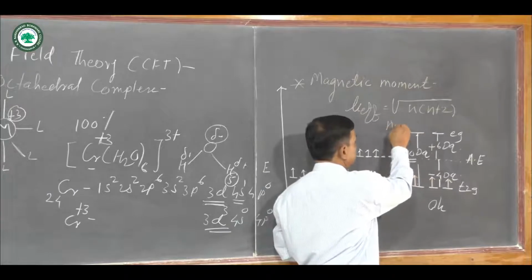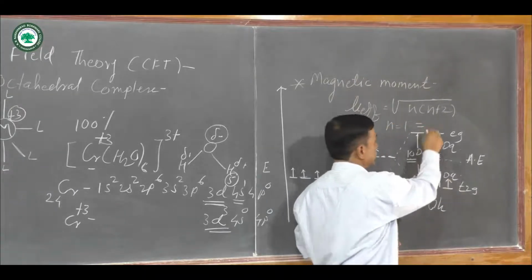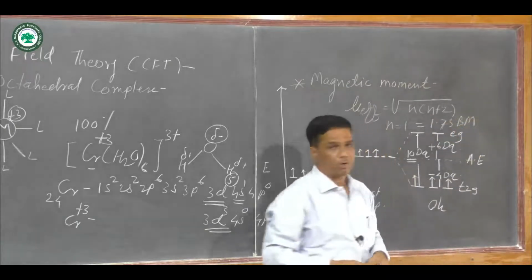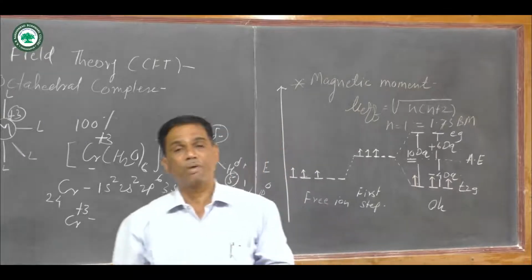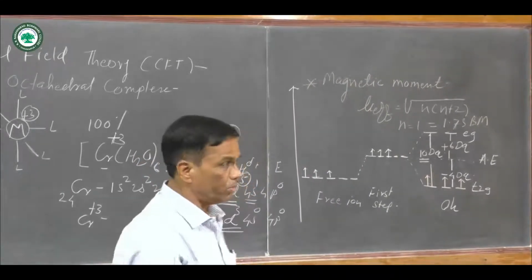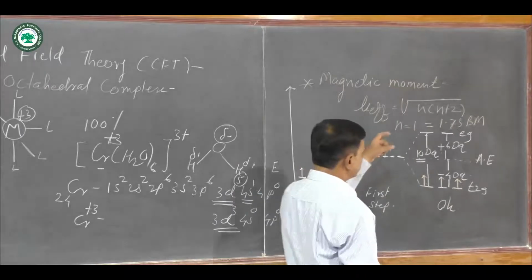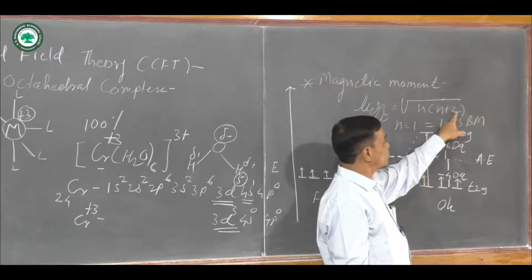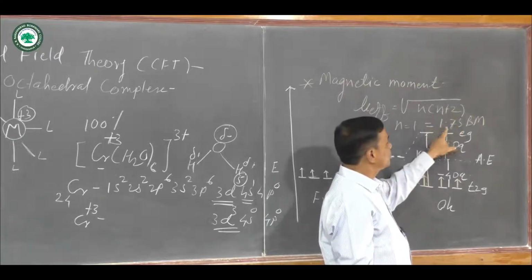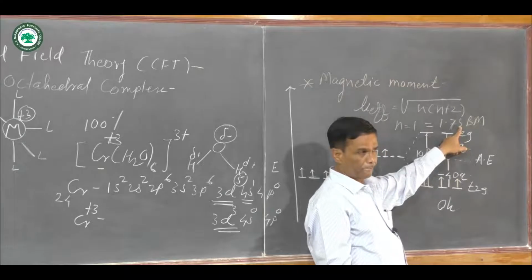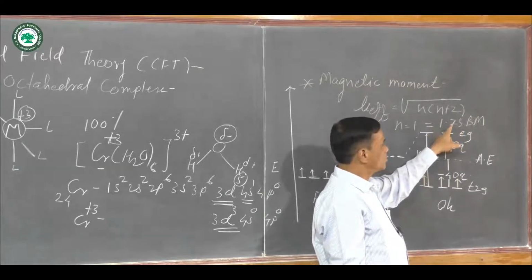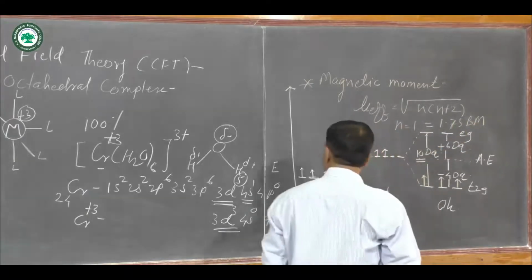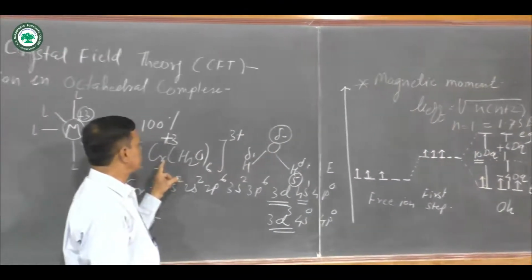When n is equal to 1, the value is 1.73 BM. BM is Bohr magneton; the unit for magnetic moment is the Bohr magneton. When n is equal to 1, put that value in this equation: 1 multiplied by the bracket n plus 2, which is 3. Under root of 3 is equal to 1.73 BM.